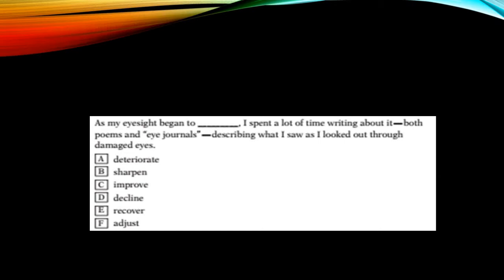So as something happened to his eyesight, he started writing more about it. Okay, let's see. I have a hyphen. Hyphen means it's a thought extender. Means if there is a positive thought in the beginning, that would get extended. If there is a negative thought in the beginning, that negative thought would be extended.